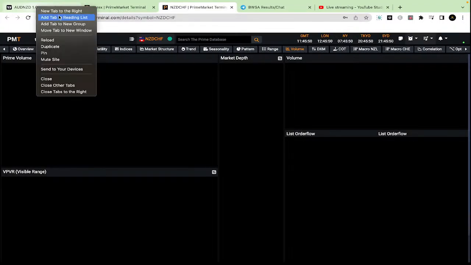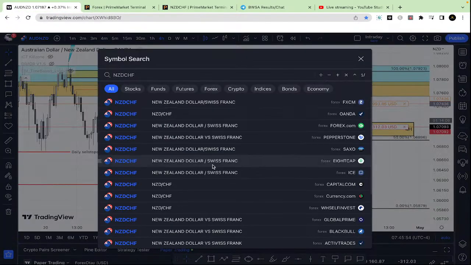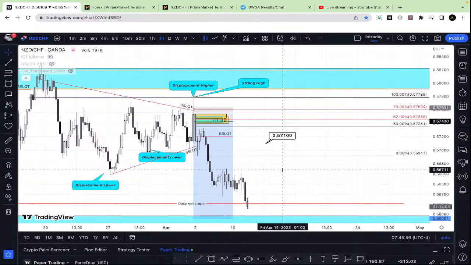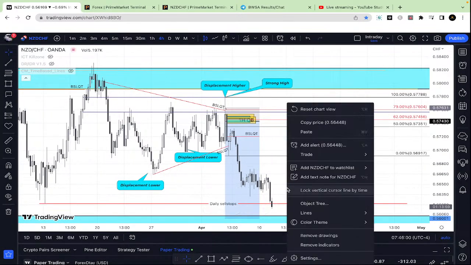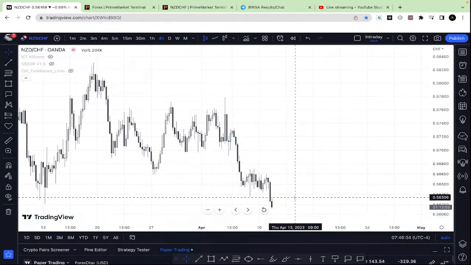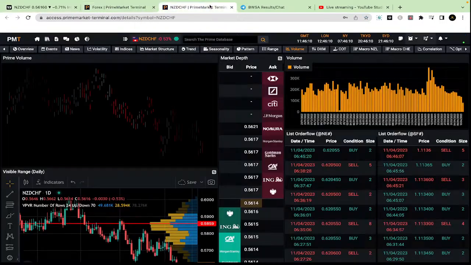New Zealand dollar Swiss franc might be worth checking out. Usually have some pretty nice setups. New Zealand dollar Swiss franc is effectively gone from its POI. So there's a while ago the POI there. So unless we come back up to take out a high, I'm not really interested in the trade. So it's a no-go.